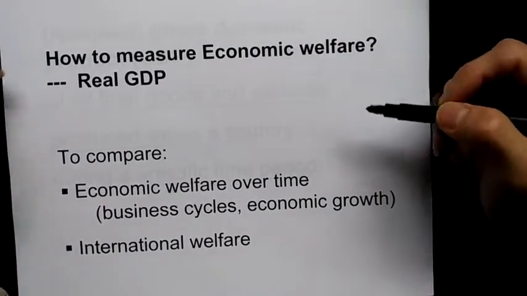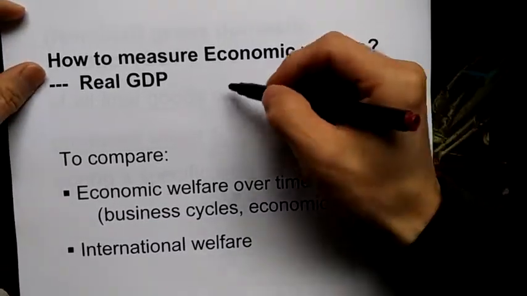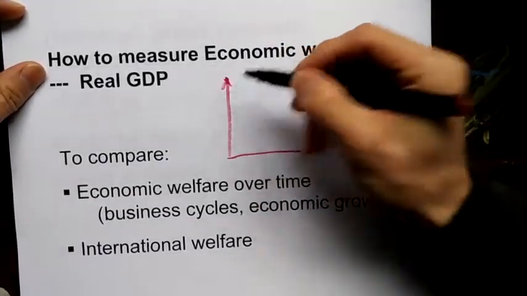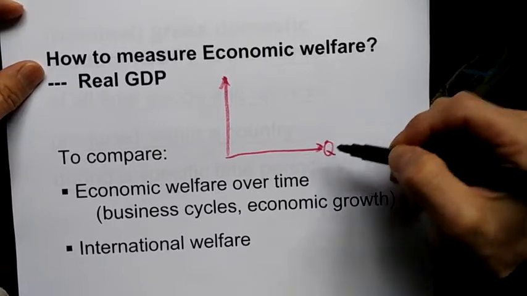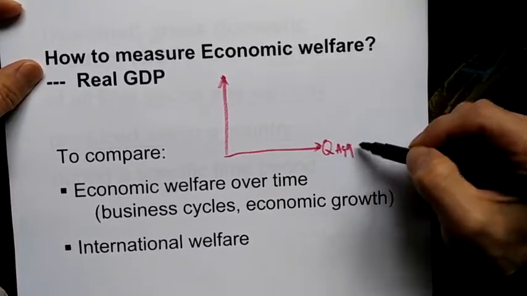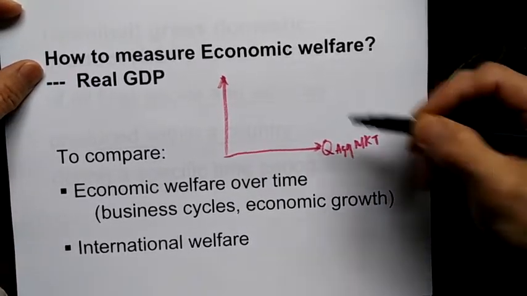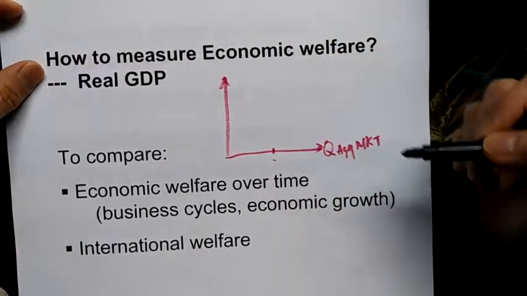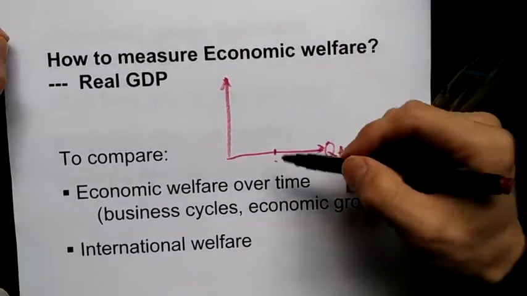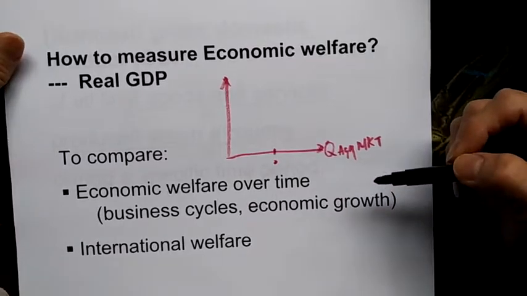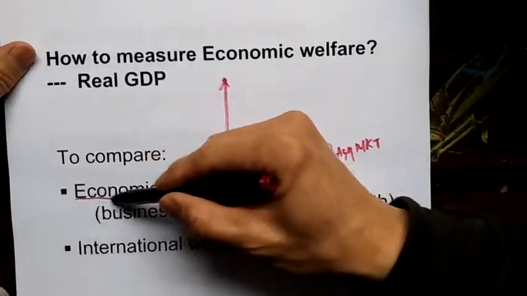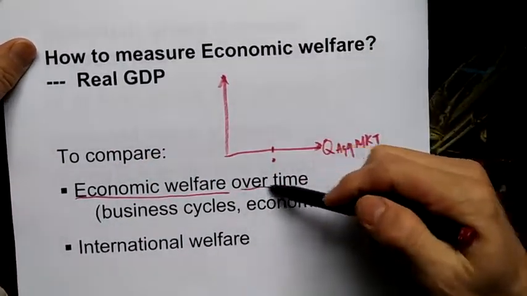So why do we want to know the real GDP? Well, it is a measure of the quantity of the aggregate market. So it is a number. If we have this number, we can compare the economic welfare over time.